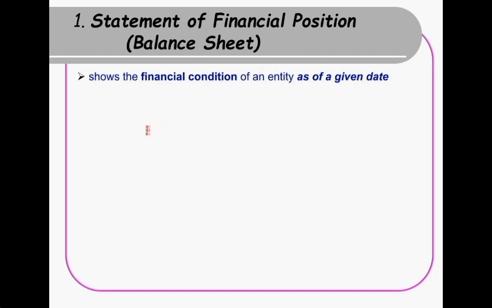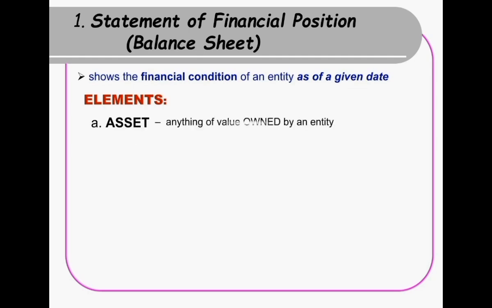There are 3 elements which we can find in the statement of financial position. One of those is the assets. In layman's term, an asset is anything of value owned by an entity. We see here 2 requirements for something to be considered as an asset of a company or even of a person. First, it must be owned by the entity. And second, it must be something of value.